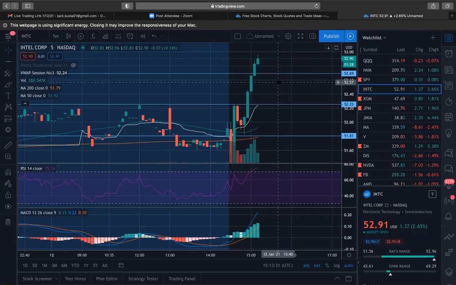Anyway, I would hold, guys, honestly. I mean, it looks solid. Broke through. Just keep that 52.7 resistance or support as your stop loss.